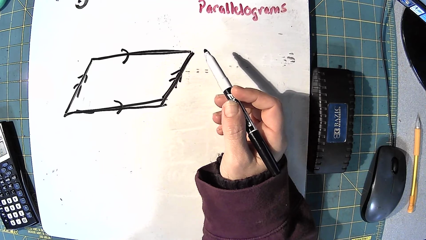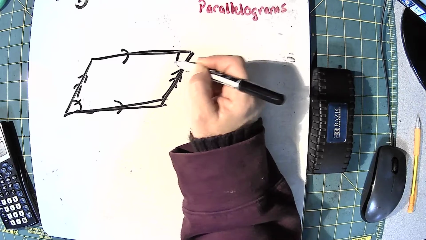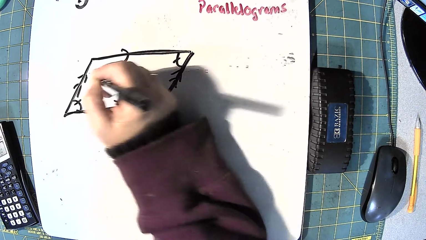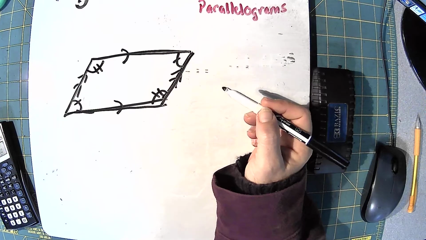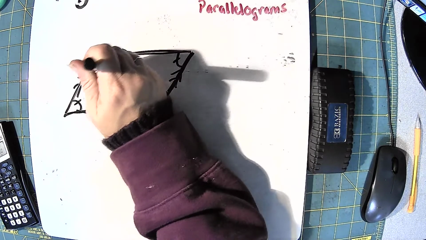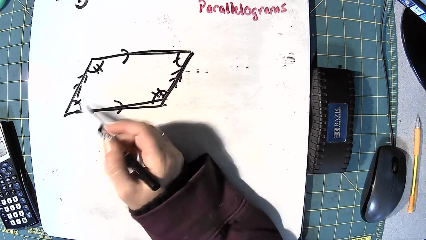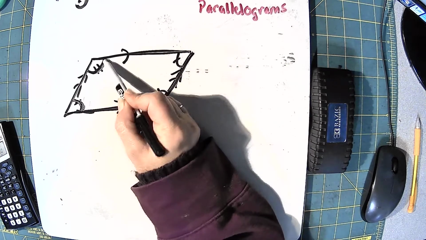Angles opposite each other have equal measures, so this angle is going to be equal to this angle, and that one is going to be equal to that one. The sum of any two adjacent angles is 180, so this angle and this angle will be 180, this one and this one will be 180. So we only have two measurements. We have a measurement here and a measurement here.